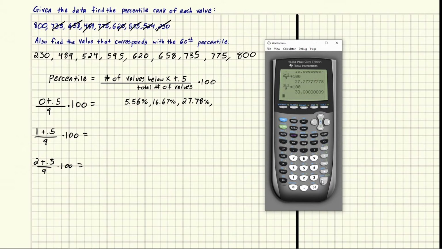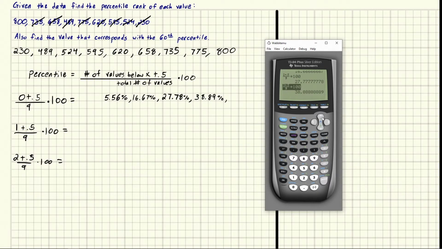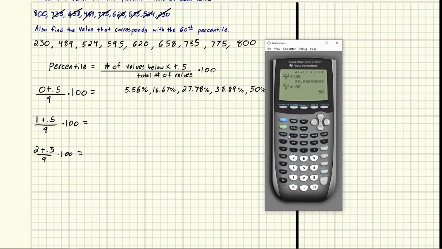So we're going to go to 3. Now we've got 38.89. I always forget the percentage. We're going up to 4. And we get 50. Next, we're going to go on over to 5. And we get 61.11. So you see, this is actually an easy process.